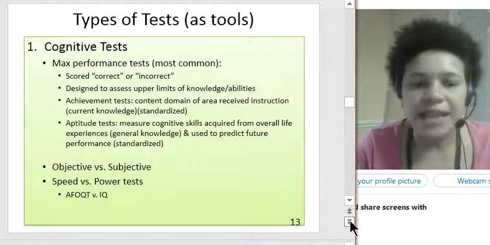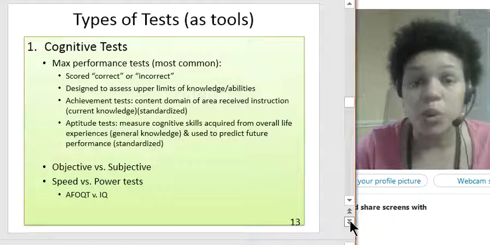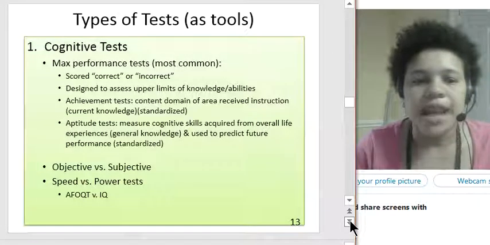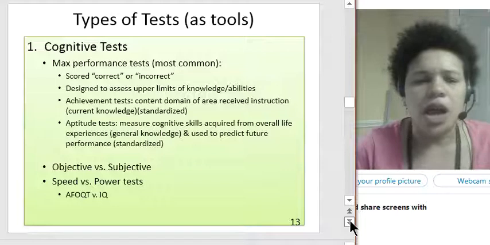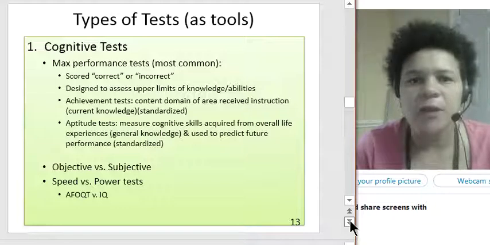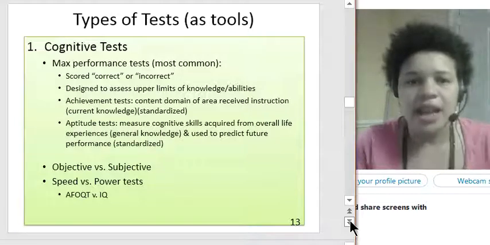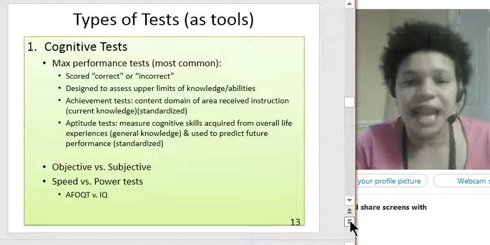Some tests can be thought of as objective versus subjective in terms of how they're scored. And there are some tests that are more focused on speed, and other tests that may be more focused on power. So in certain tests, it's all about how quickly can you access this information or perform in this task. Whereas in others, it's how well can you do those things, and time is not as much of a factor.